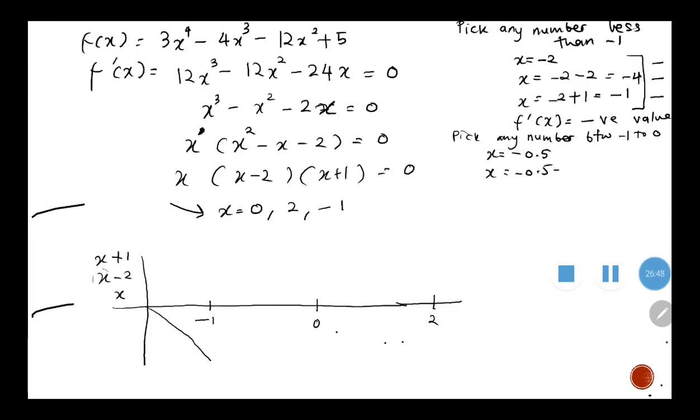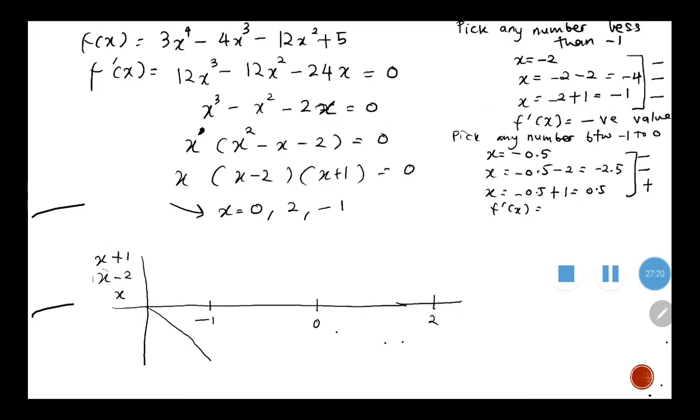Put -0.5 into this equation here. -0.5 minus 2, you will get -2.5. And then -0.5 plus 1, you will get 0.5. So this part here is negative, and this part here is positive. So what do you think f prime x is? Is it positive or negative value?